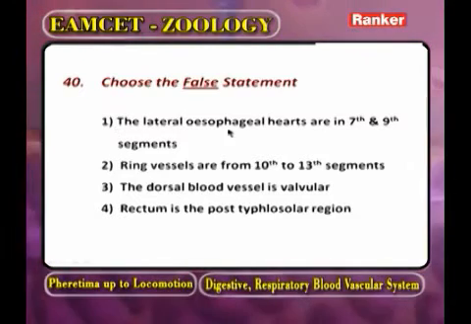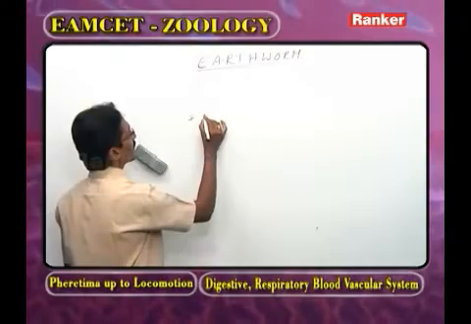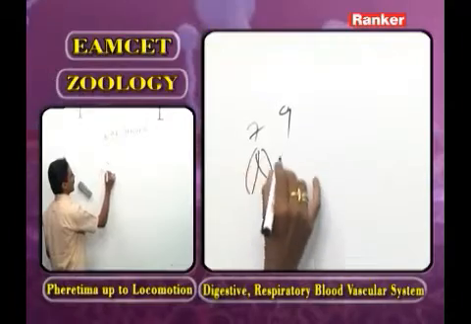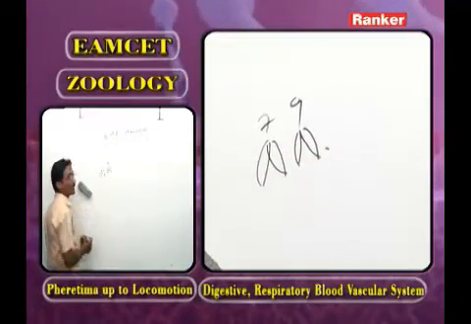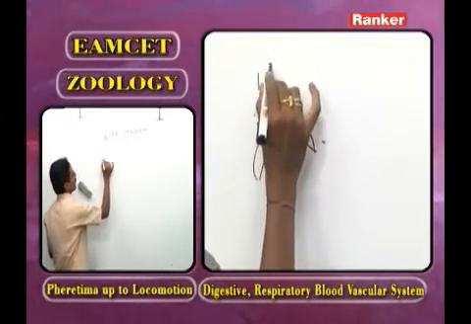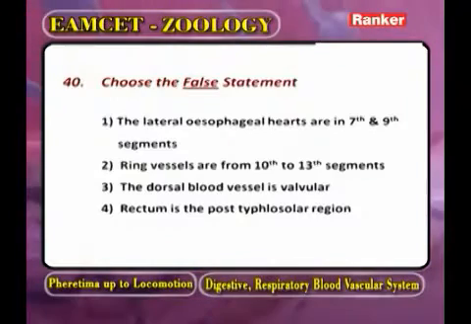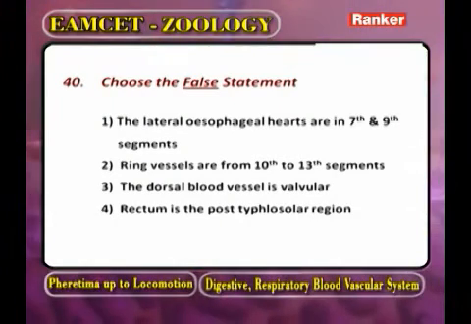The lateral esophageal hearts are in the 7th and 9th segment. Now we know very well this is the 7th segment and the 9th segment. In the 7th segment, one pair of lateral hearts. In the 9th segment, one pair of lateral hearts. Now LH means lateral hearts.